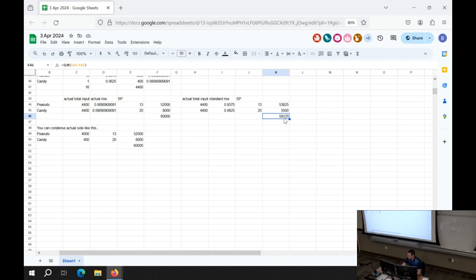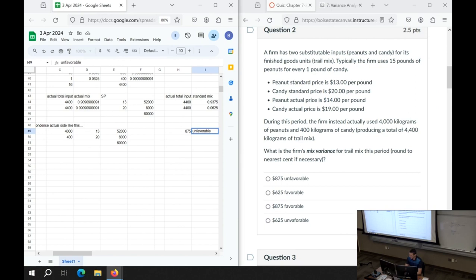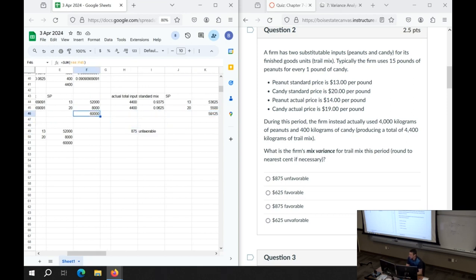And we should have spent $59,125. So actual mix number minus standard mix number gives us 875, which is one of our answer choices. And we know that that's going to be unfavorable, because it's a positive number. Mix follows all the other variances that we've done. Positive numbers are unfavorable, negative numbers are favorable. Really, the only one that we're going to flip is that yield variance, because it's just weird. Positive number, unfavorable.